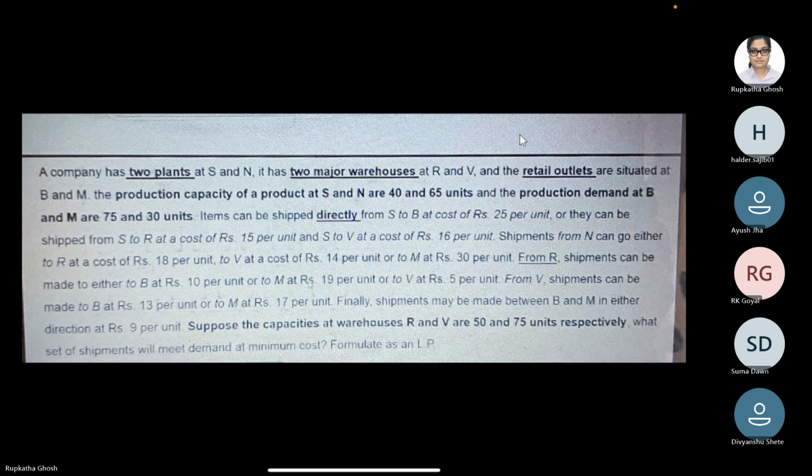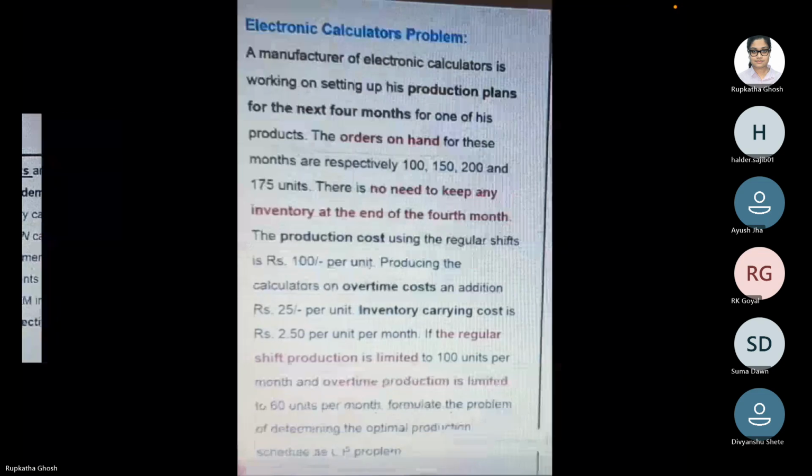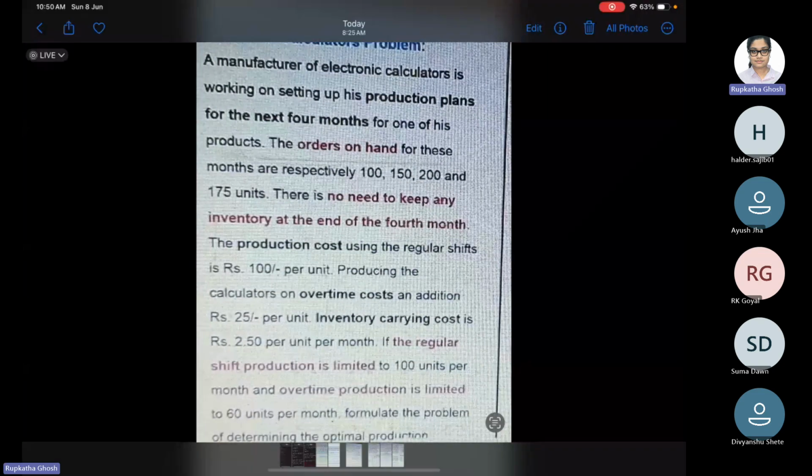This ultimate line is how we decide how much shipment is to be done from what point to what point to meet the demand at a minimum cost. That is why your objective function is a minimization function. Okay. See this problem?